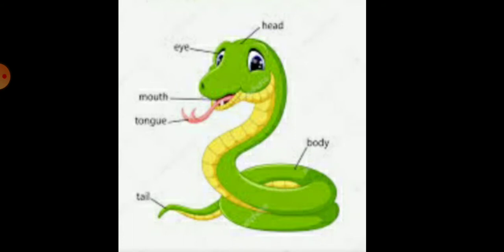They have different parts in their body. First is the head. In the head, eyes are present, mouth present, tongue present, and then the whole body. The last part is the tail, and they have poisonous venom also, we know.